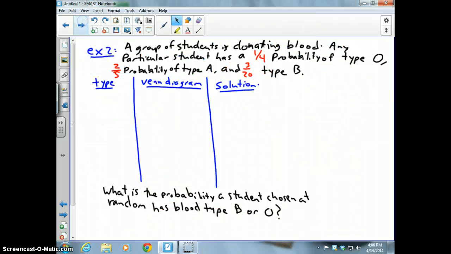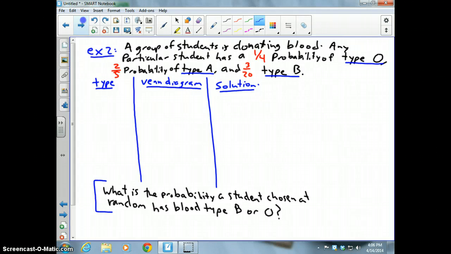All right, one more. A group of students is donating blood. Any particular student has a 1/4 probability of having blood type O, a 2/5 probability of blood type A, and a 3/20 probability of blood type B. Down at the bottom is the question. What is the probability a student chosen at random has blood type B or blood type O?